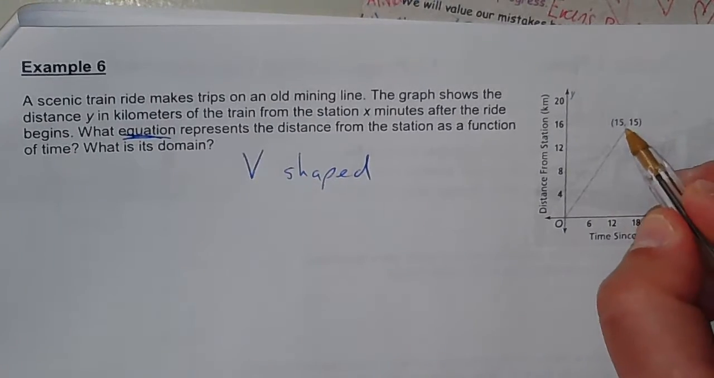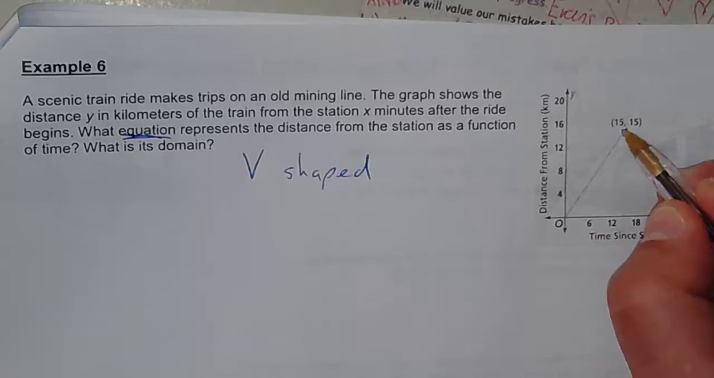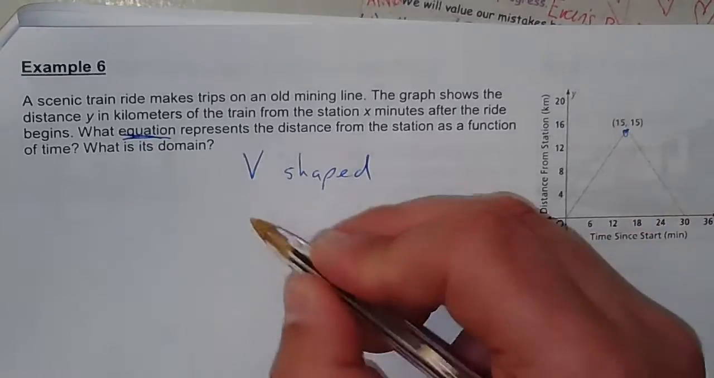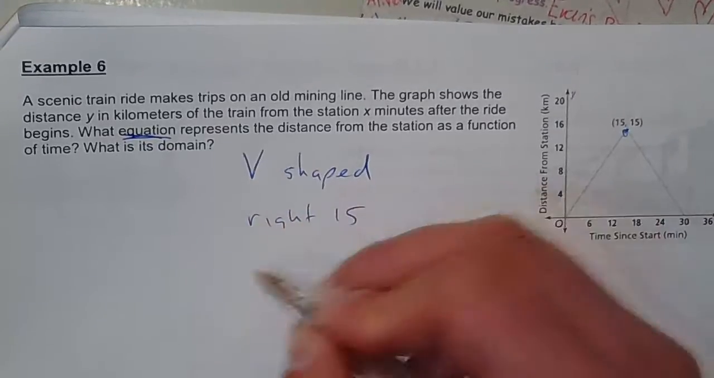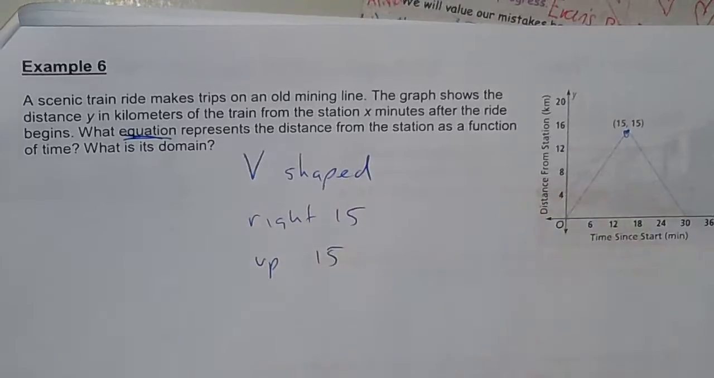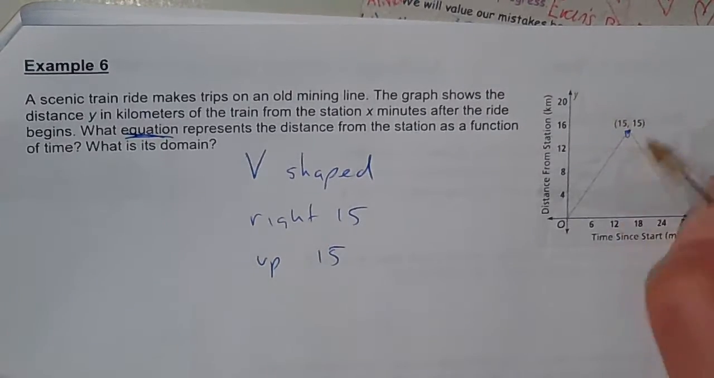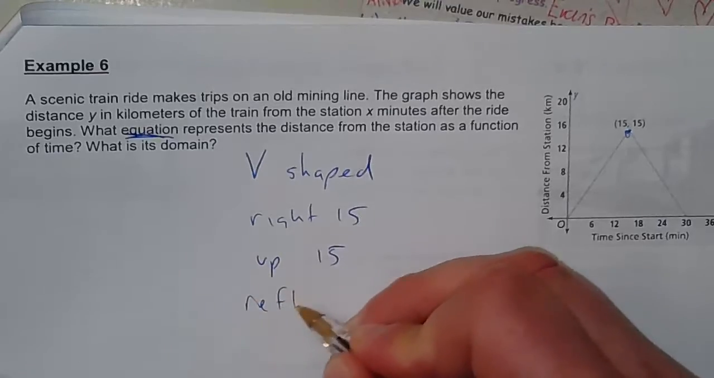So the vertex location is also important. This vertex is right 15 and up 15. So we need those things. We need right 15. We need up 15. And then the only other thing we really have to worry about here is the reflection and whether the slope is different. So this is reflected because it's downward facing. So we can include that it's got to be reflected.